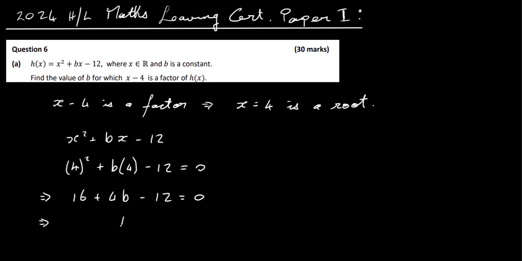That'll give us 4b is equal to, well, 16 minus 12 is 4. Bring it over to the other side, it's minus 4. So finally, b is equal to minus 1. So I think that's all we had to do there: find the value of b for which x minus 4 is a factor. So that's it. That's part A, fairly straightforward.